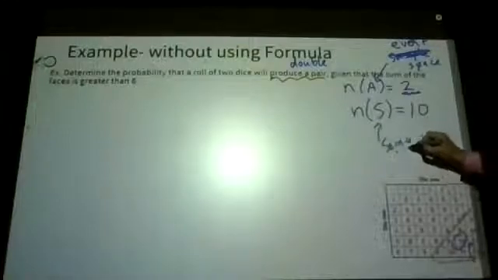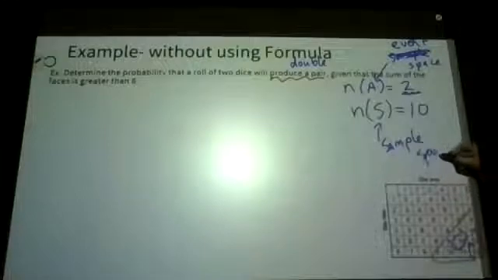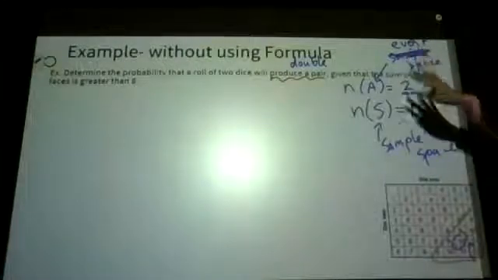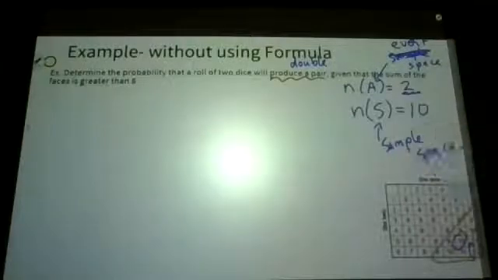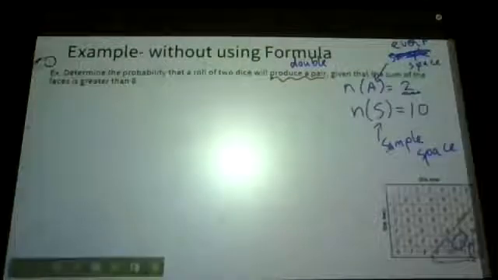So then going back to the basics that we learned on the first day, if we want to find the probability, we take the number of outcomes in the event space divided by the number of outcomes in the sample space. So 2 out of 10 gives us 1/5. Does that kind of make sense?